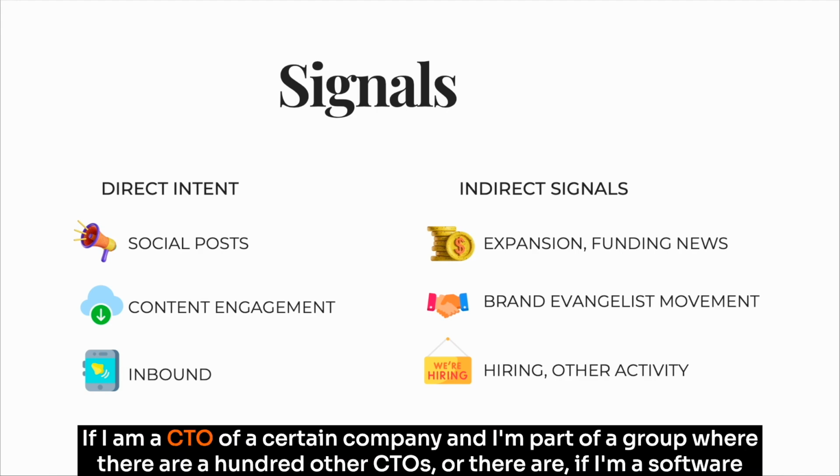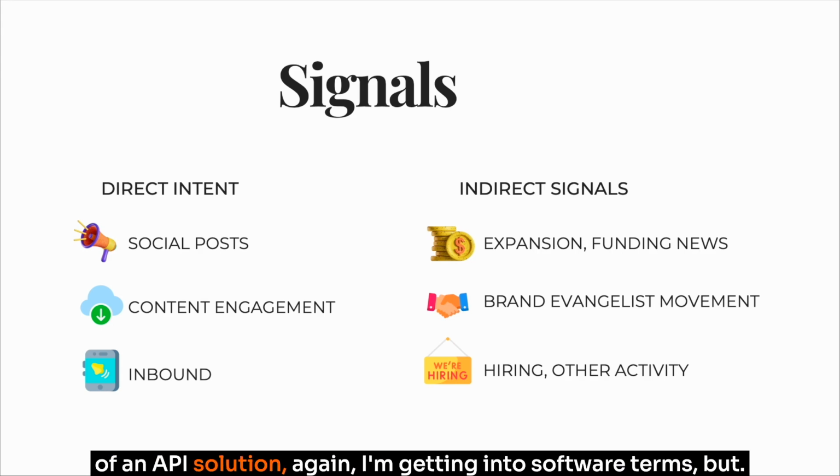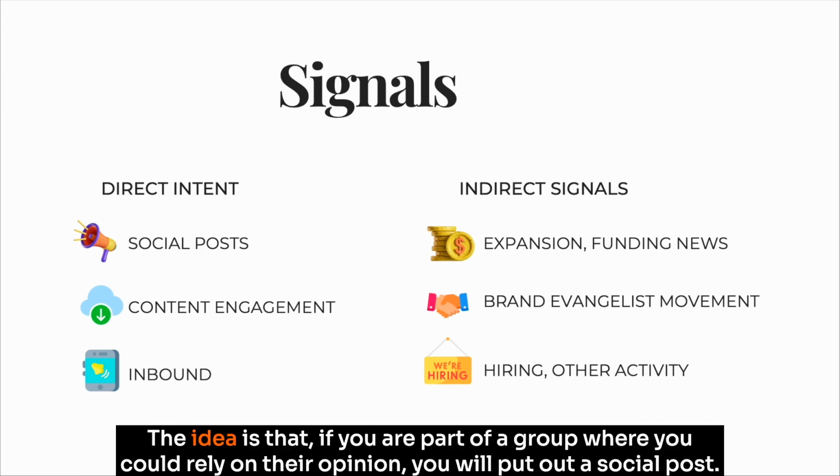If I'm a CTO of a certain company and I'm part of a group where there are 100 other CTOs, or if I'm a software engineer and I'm part of a company that is looking for a tool, let's say some sort of a data solution or some sort of an API solution. Again, I'm getting into software terms, but the idea is that if you're part of a group where you could rely on their opinion, you will put out a social post.